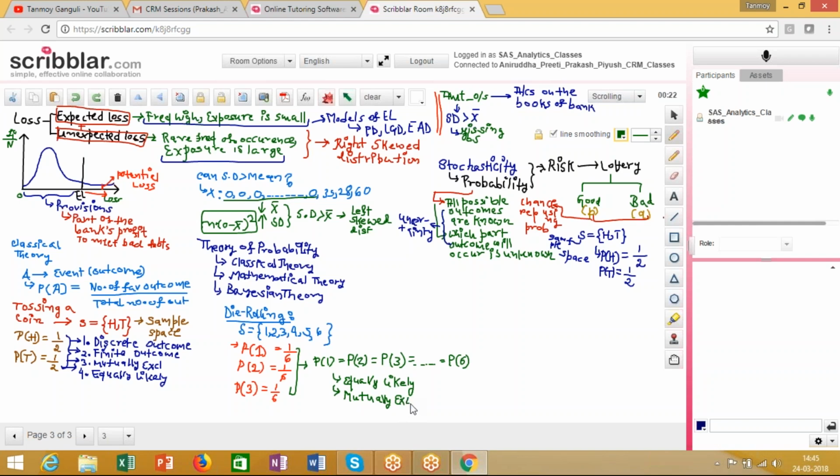Is this idea of equally likely and mutually exclusive clear to everyone? Basically, what are the assumptions of classical theory? How is probability calculated under each of them? And what are the two key components, mutually exclusive and equally likely? Is this part clear to us? Great.